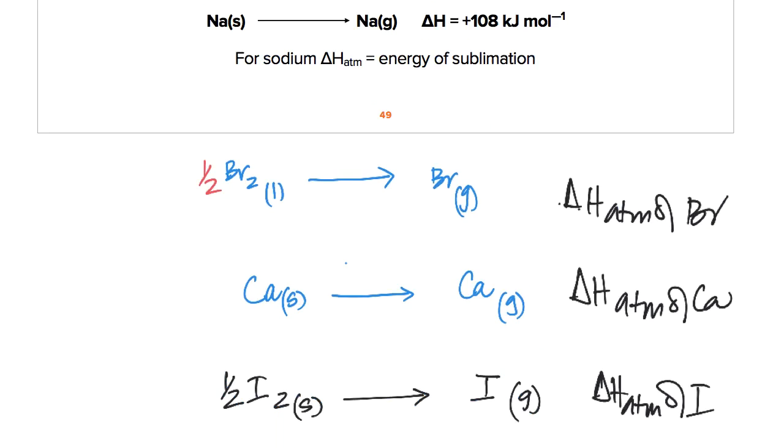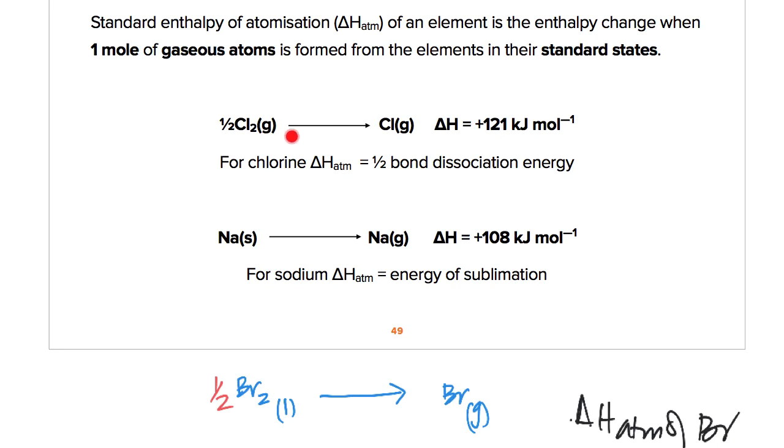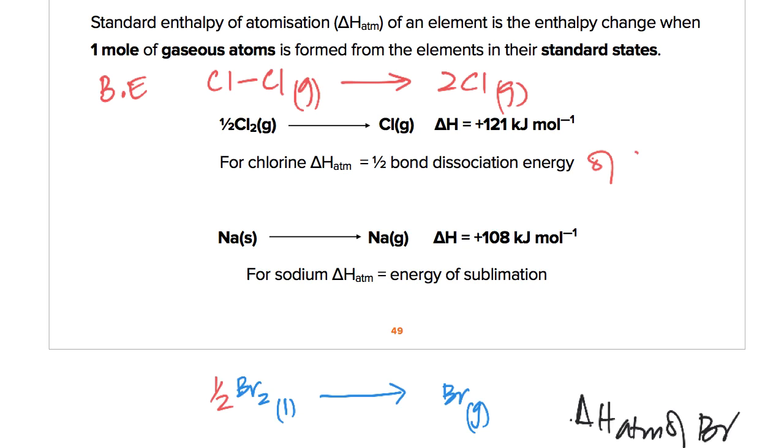Now, if you compare chlorine to another reaction of chlorine that we know of, known as bond energy or bond dissociation energy of chlorine, which is when one mole of chlorine bonds are broken to make gaseous atoms, you will realize that looks like twice the reaction of the one I've just given to you. So basically, atomization is half of the above reaction. So atomization of chlorine is half of the bond dissociation energy of Cl2.